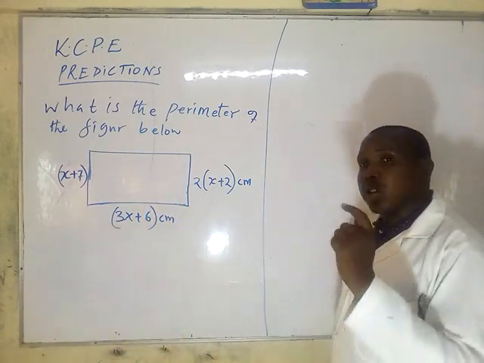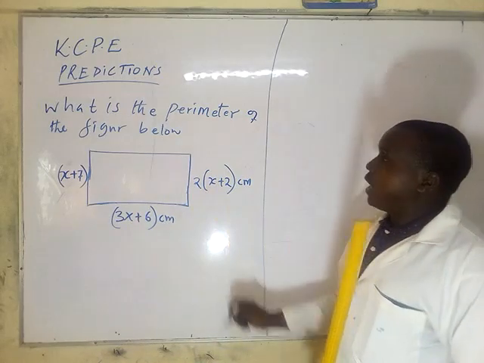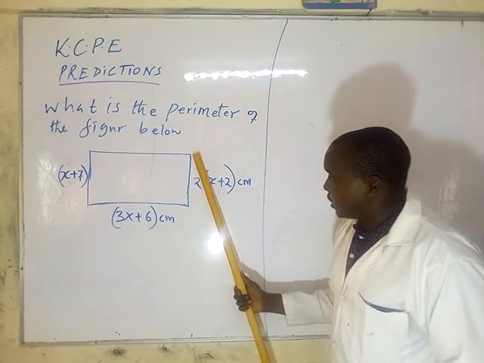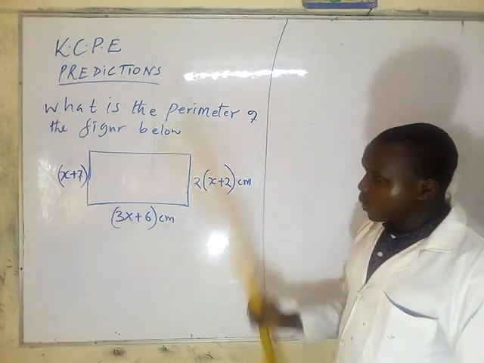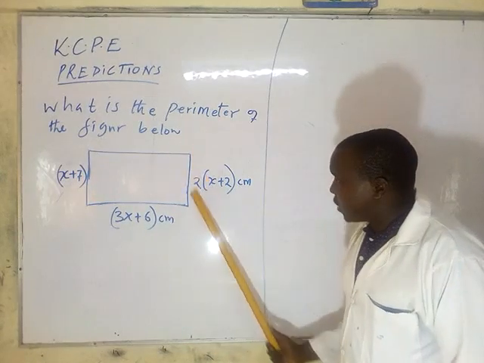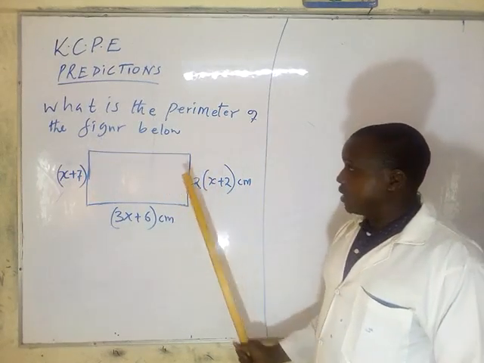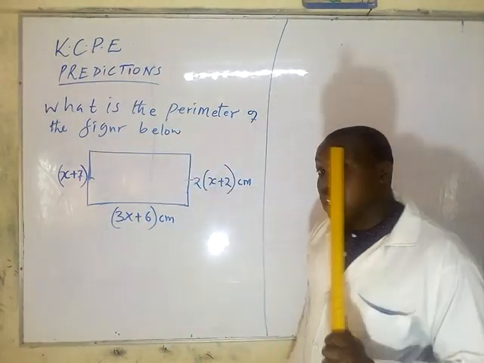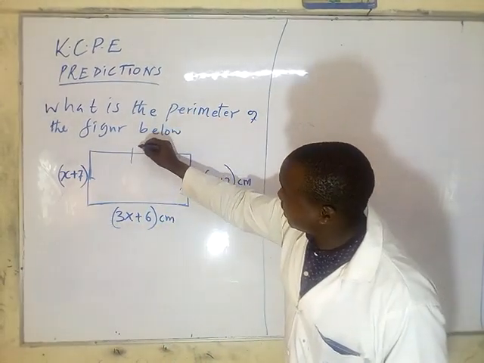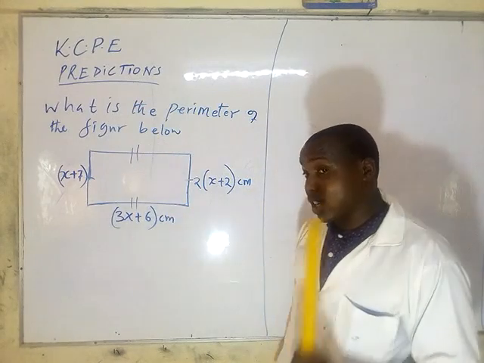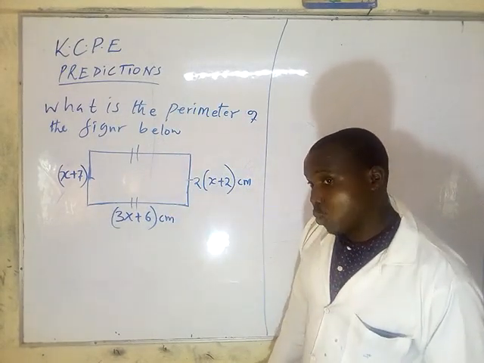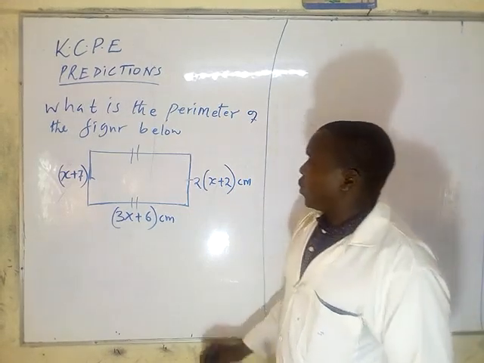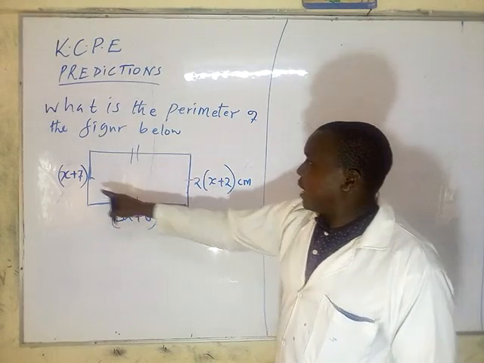So lazima unajua the properties of a rectangle. This one is the length. This one is the width. Ukumbuke kwamba the width na hii width they are the same size. You should know that this side and this side they are equal. You should know that the length here and this length they are equal for a rectangle. Very important to know.